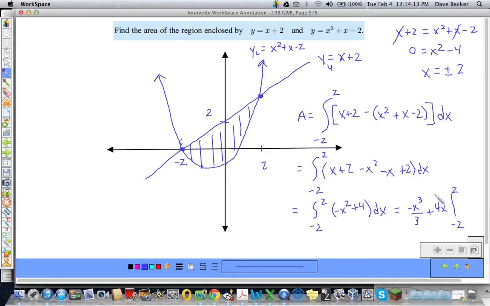So I would substitute in positive 2 and then subtract the result of substituting in -2. And to save time, without showing you, I will tell you that we end up with 32 thirds square units, which is equivalent, obviously, to 10 2/3 square units. Check that with your calculator. Go ahead, check it out, see what we get.